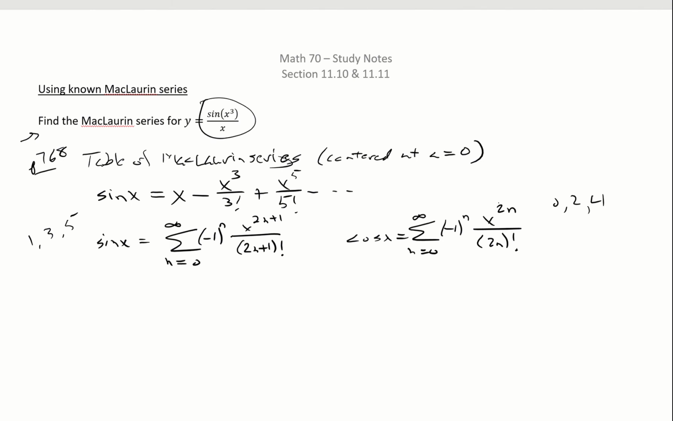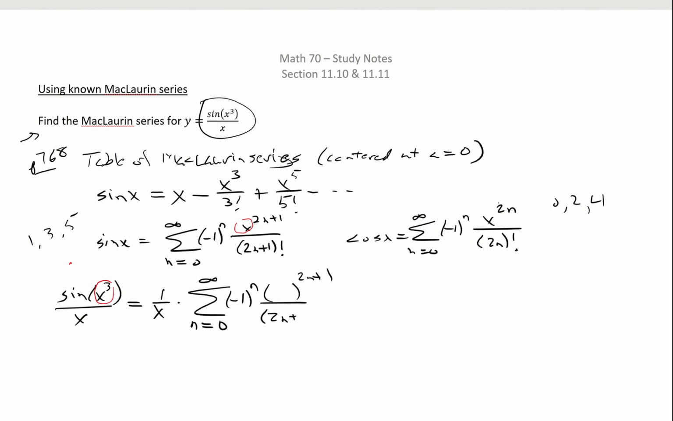You ready? So we can go sine of x cubed all over x is equal to 1 over x times the series, n is 0 to infinity, and I'm going to plug this guy in for x in the series, and it looks like this. Okay, this says minus 1 to the n. I've got something to the 2n plus 1 all over 2n plus 1 factorial. And what we're plugging in is x cubed. Okay?